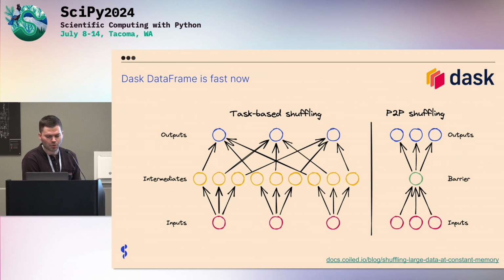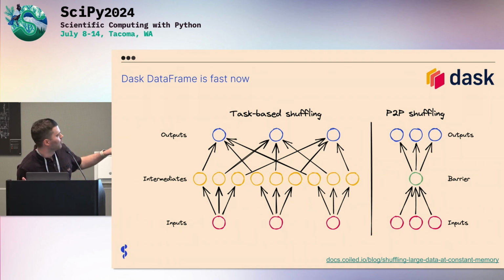So the previous task-based shuffling is shown on the left, and really the two main bottlenecks are, the first, you see this large intermediate layer. That's where the number of tasks in the shuffling operation pretty much explode, and that can really overwhelm Dask's scheduler.